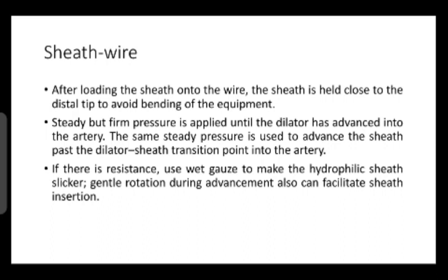Sheath and wire. After loading the sheath onto the wire, the sheath is held close to the distal tip to avoid bending of the equipment. Steady but firm pressure is applied until the dilator has advanced into the artery. The same steady pressure is used to advance the sheath past the dilator sheath transition point into the artery. If there is resistance, use wet gauze to make the hydrophilic sheath slicker, and gentle rotation during advancement also facilitates sheath insertion.